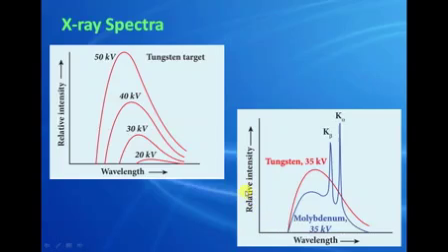Classical electromagnetic theory explains only the emission of radiation from an accelerating electron, but it cannot explain the two features exhibited in the X-ray spectra. But the photon theory of radiation explains that these two features are exhibited in the X-ray spectrum.